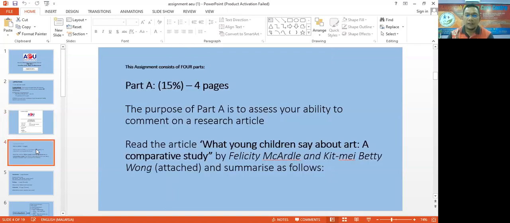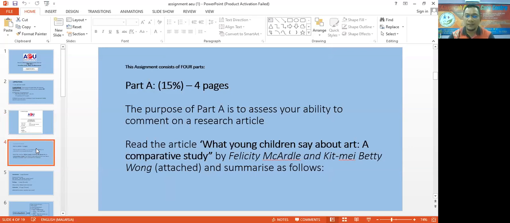All right, there are four parts in your assignment. Part A is worth 15 marks. You just write four pages. The purpose of this part A is to assess your ability to comment on a research article. I think everyone has been exposed to this research article comment. I think it's common to you.